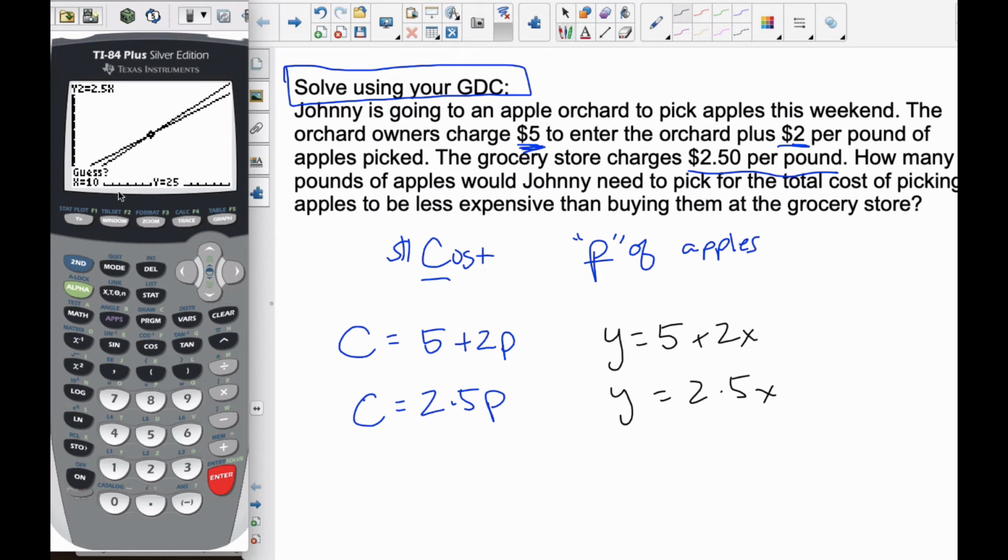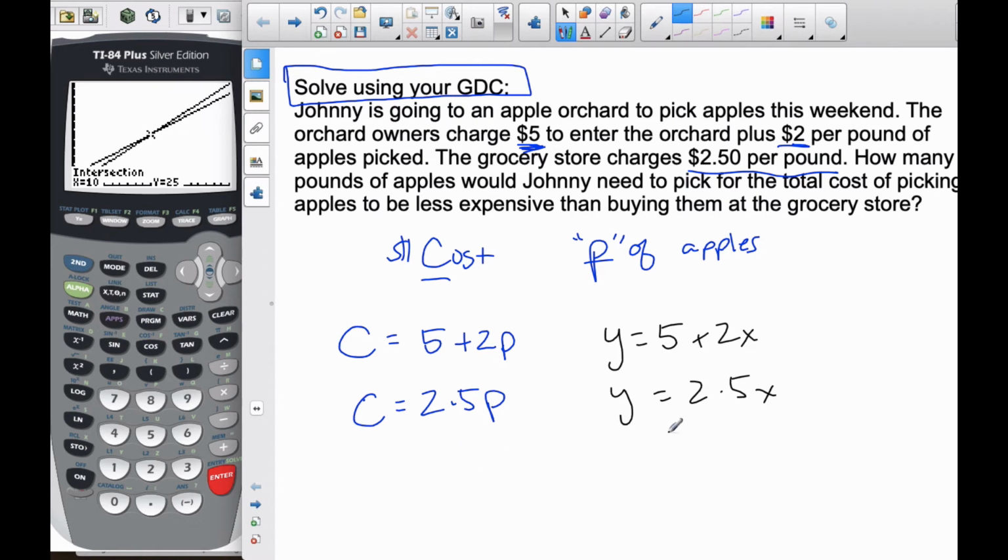I don't want to guess. I just think it's close to the answer, so I'm just going to hit enter. And it actually, that's a coincidence, it happened to be on there. And so I know that x, which is p, equals 10, and c is equal to 25.